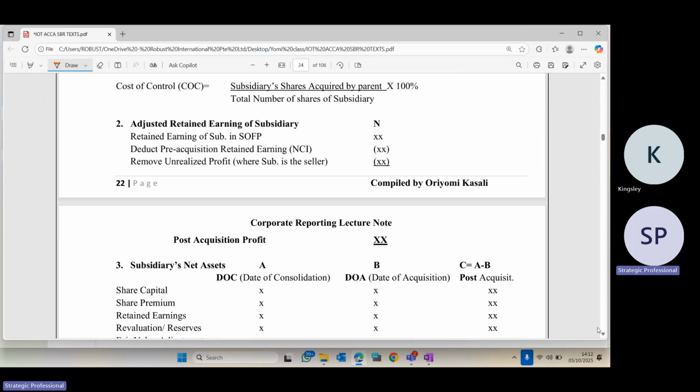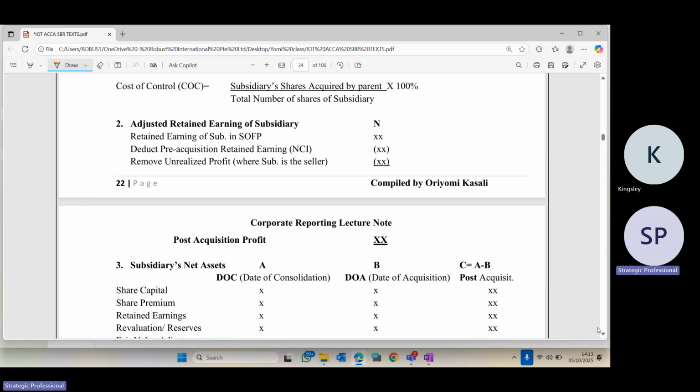Having said that, we are going to deduct any unrealized profit from the subsidiary. That is if the subsidiary is actually the seller. If the parent is the seller, we are going to be adjusting for that under the parent's consolidated retained earnings. It will not be here. Here is only for the subsidiary alone. Please take note of that.